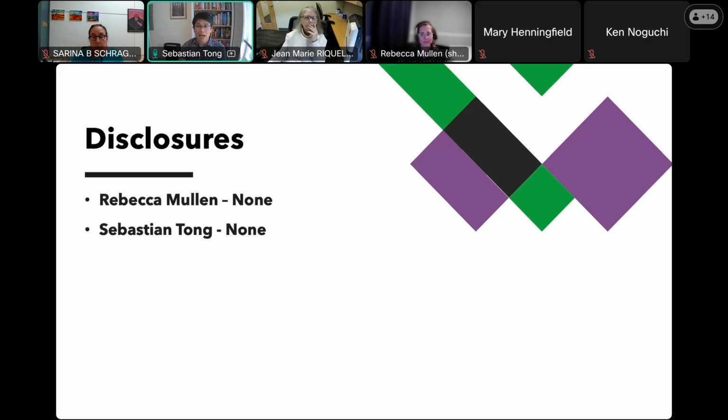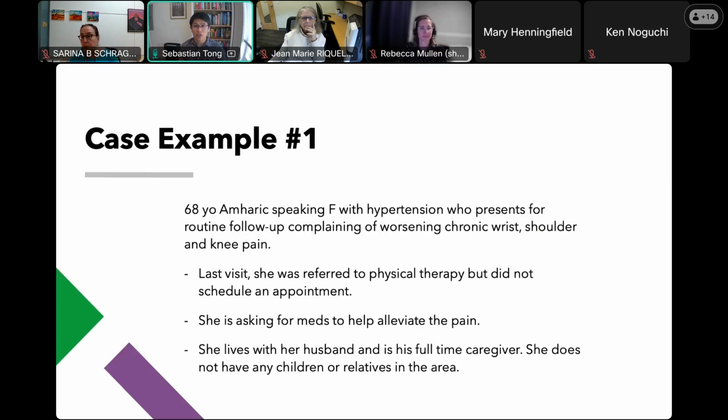Both Becca and I have no disclosures. So I wanted to start with a case example, and this is one of my patients. This is a 68-year-old Amharic-speaking female who is here for follow-up. She sees me often for hypertension follow-up, and presents for a routine follow-up complaining of worsening chronic wrist, shoulder, and knee pain. She was at her last visit referred to physical therapy, but like many of our patients, I think, did not go to physical therapy. She's asking for meds to help alleviate her pain.